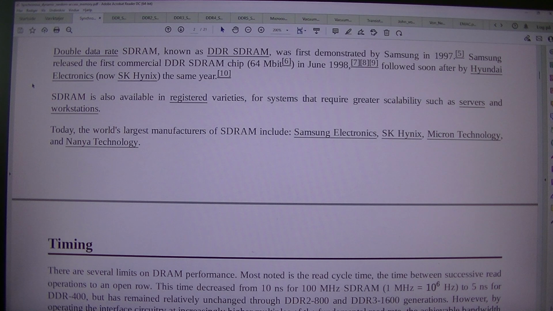SDRAM is also available in registered varieties, for systems that require greater scalability such as servers and workstations. Today, the world's largest manufacturers of SDRAM include Samsung Electronics, SK Hynix, Micron Technology and Nanya Technology.